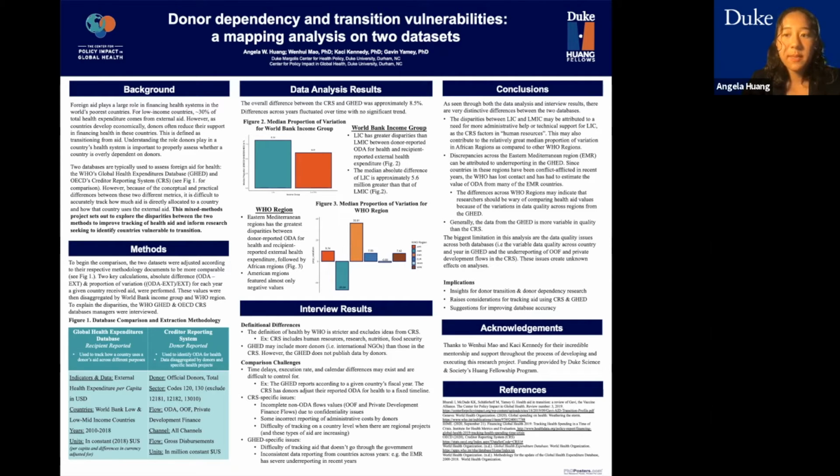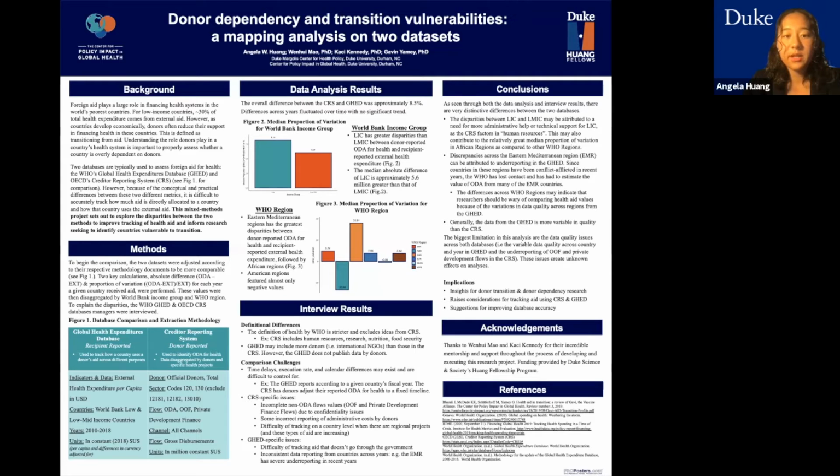To give some necessary background, we currently know that foreign aid plays a huge role in financing health systems in the world's poorest countries. For example, according to a WHO report on global spending, approximately 30% of total health expenditure in low-income countries was from external aid. Several low-income countries have over half of their total health expenditure from external aid.